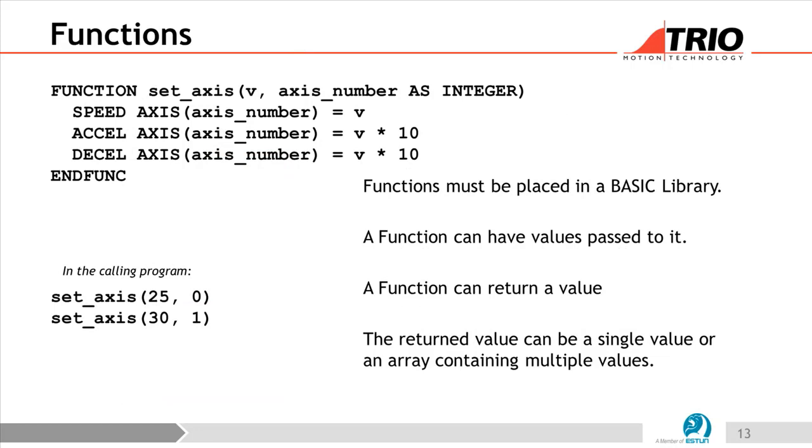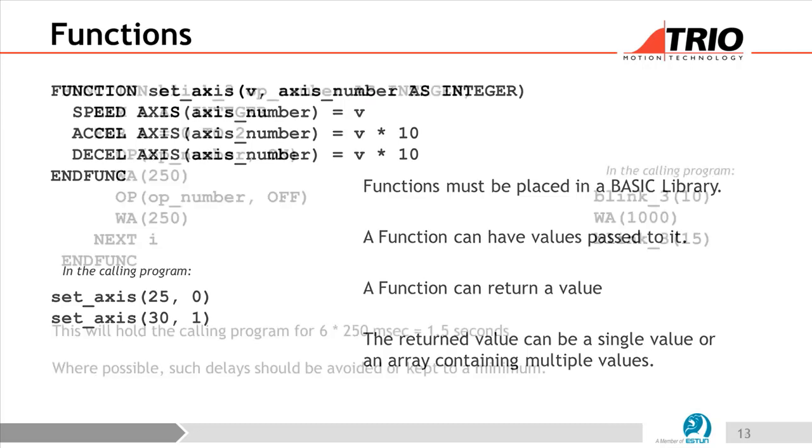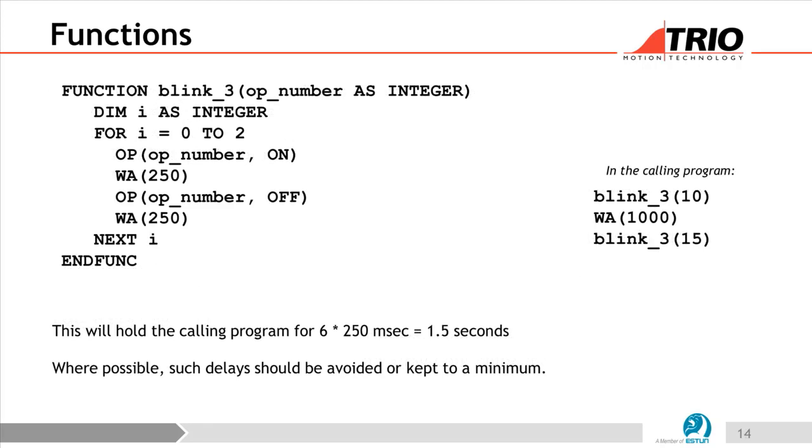So functions, just now we went through one of the functions. A function must be placed in a basic library. A function can have values passed to it, and a function can return a value. The return value can be a single value or an array containing multiple values, and then you can use it in your programs. We have more and more people using functions in their programs. It actually makes things easy. It's like a global thing, especially for something shared between the different tasks. The function is very useful.